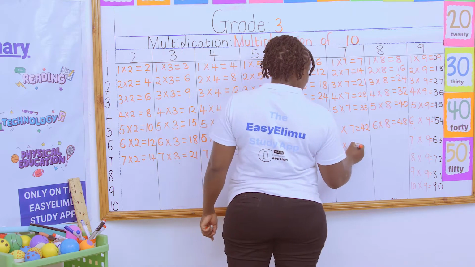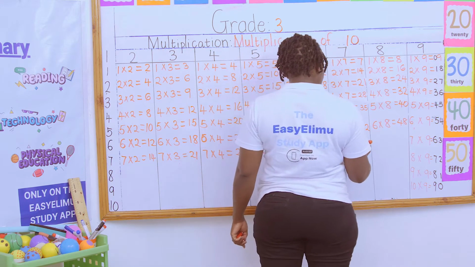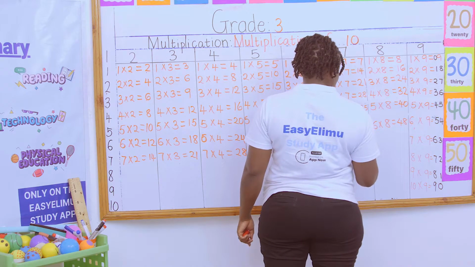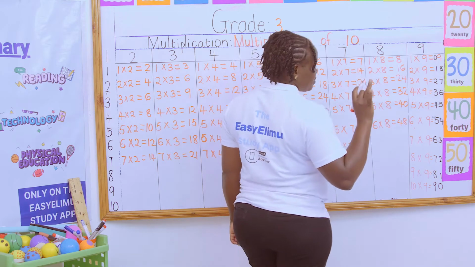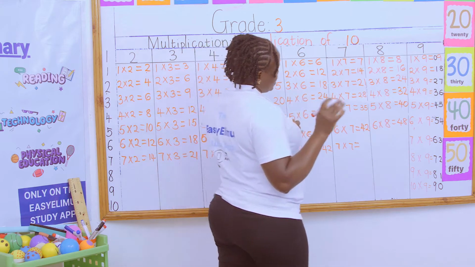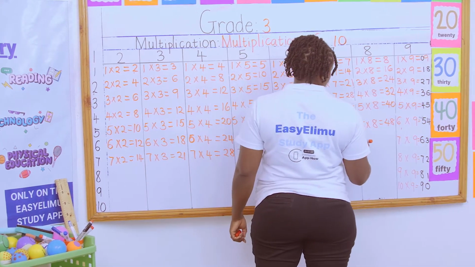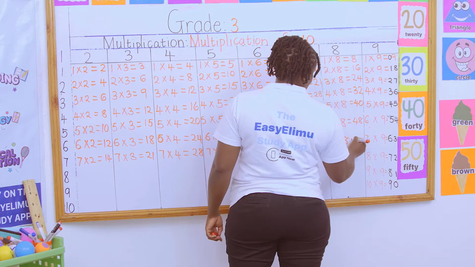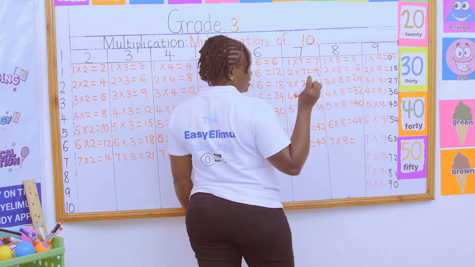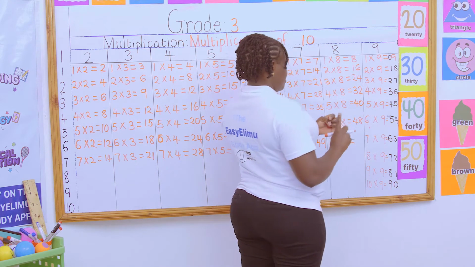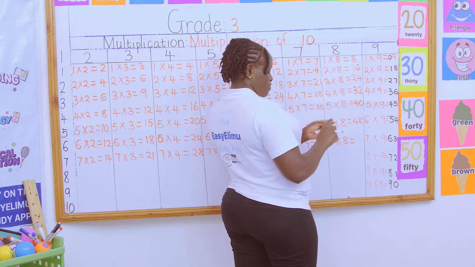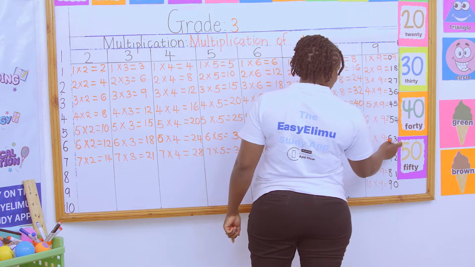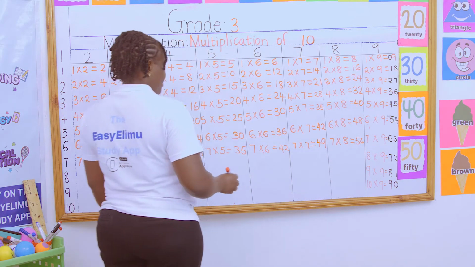Then we have 7 times 7. What is 7 times 7? 42, 43, 44, 45, 46, 47, 48, and 49. Then we have 7 times 8. What is 7 times 8? This is 48, 49, 50, 51, 52, 53, 54, 55, 56. And 7 times 9, you get 63.